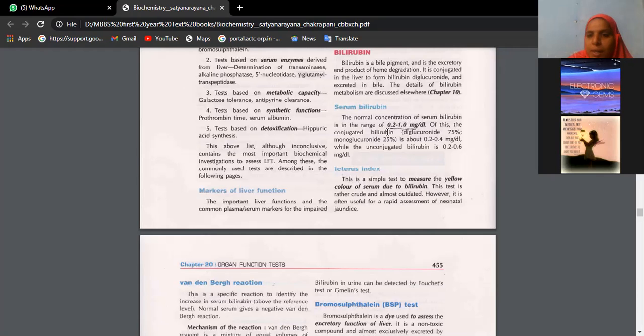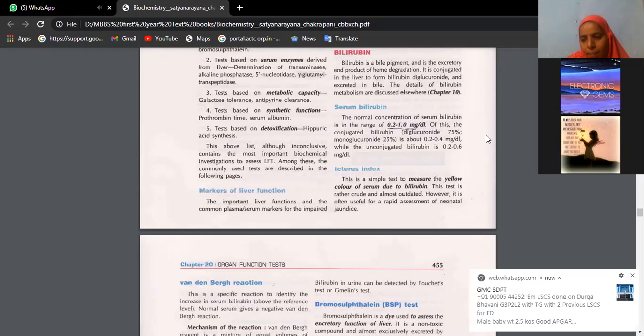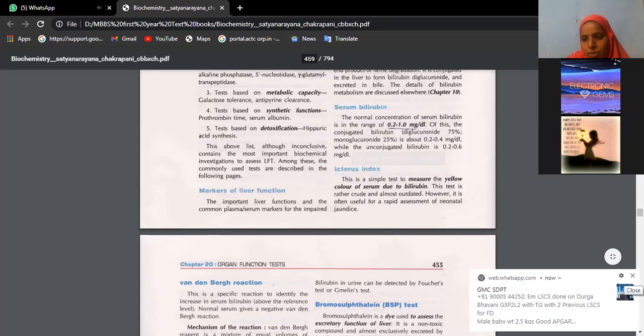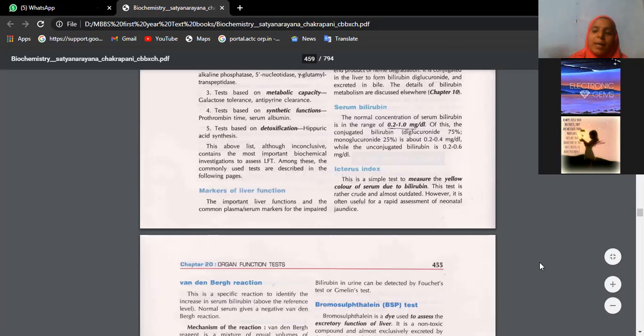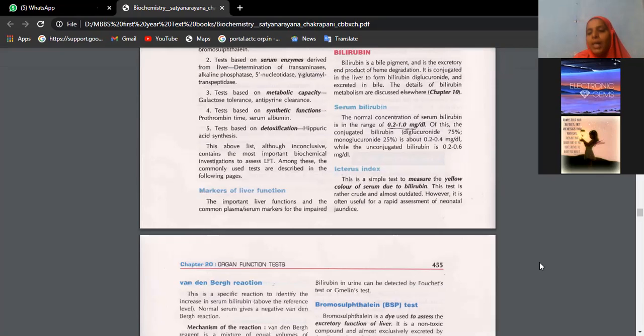This should be a normal mechanism, but suppose something goes wrong: if there is excessive RBC breakdown, or damage to the liver, or if the bile juice which is already formed is not going into the second part of the duodenum, and the bile salts and bile pigments are going back and reabsorbed into the blood circulation, under such mechanisms bilirubin levels will increase in the blood. That's the reason we should know the normal range.